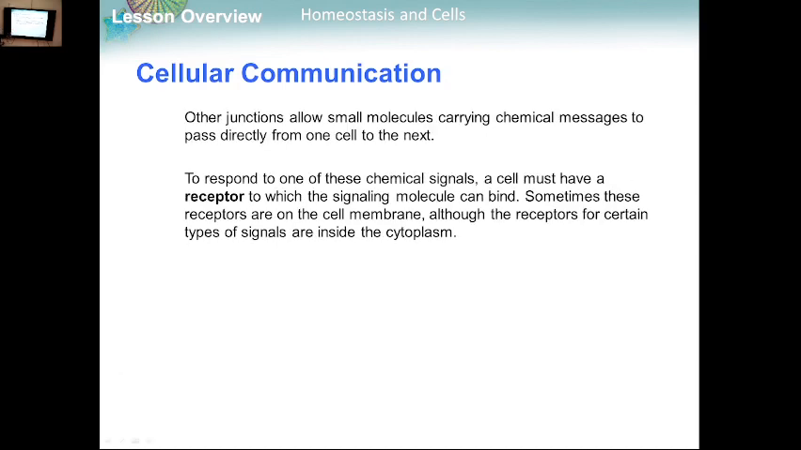Other junctions allow small molecules carrying chemical messages to pass directly from one cell to the next. To respond to one of these chemical signals, a cell must have receptors to which the signaling molecule can bind. Sometimes these receptors are on the cell membrane, although the receptors for certain types of signals are inside the cytoplasm.